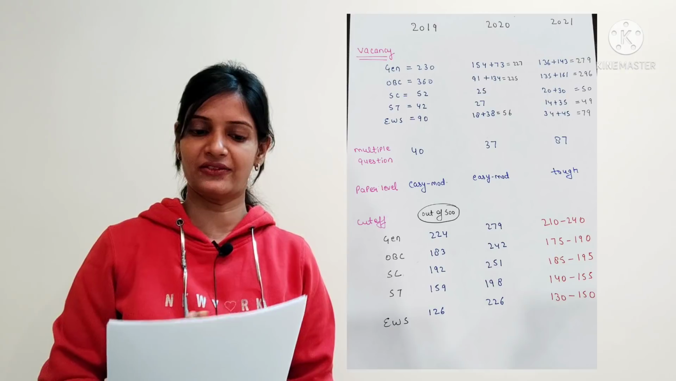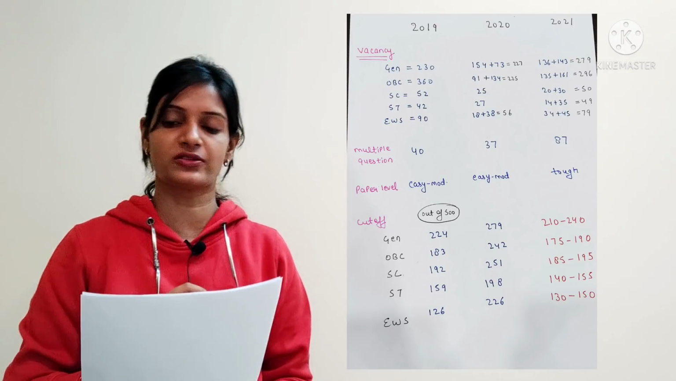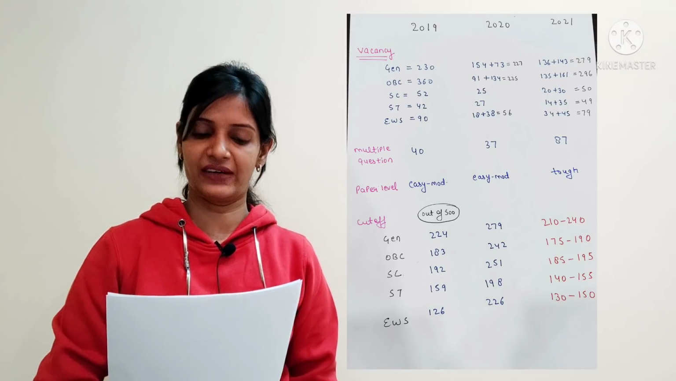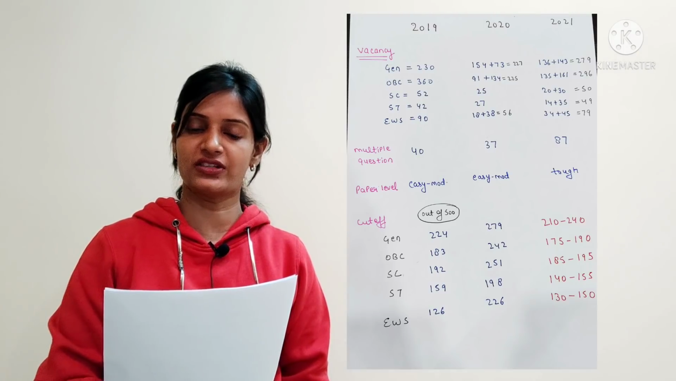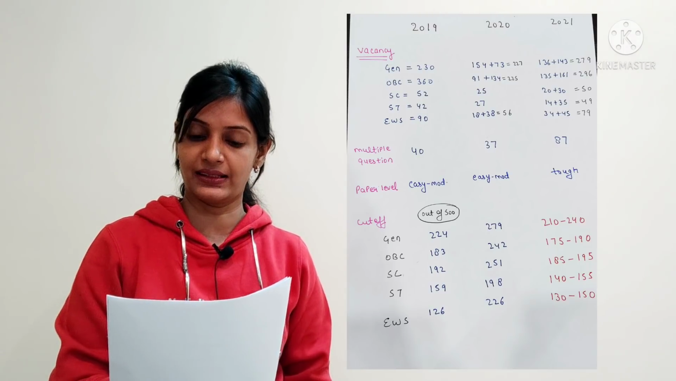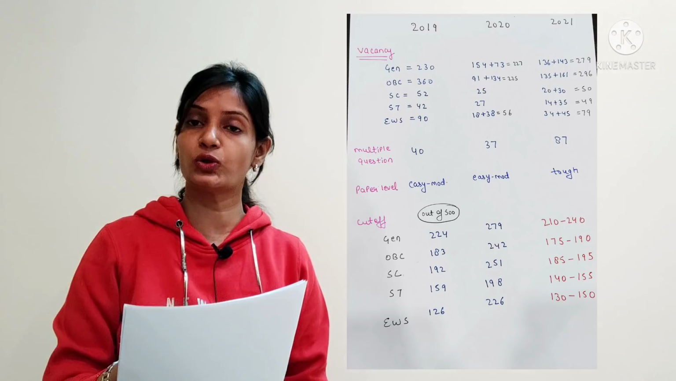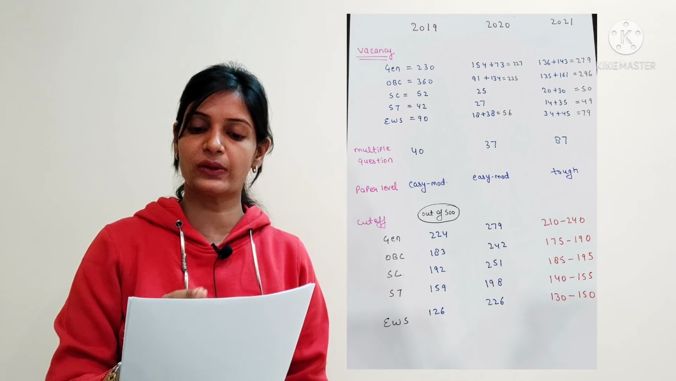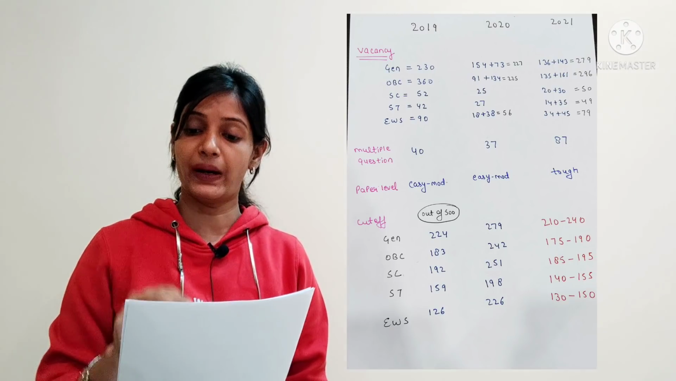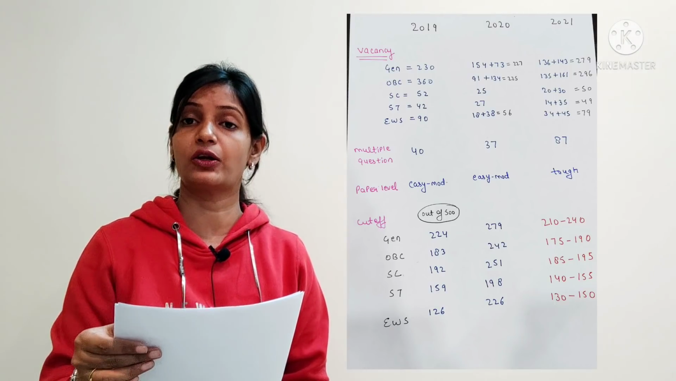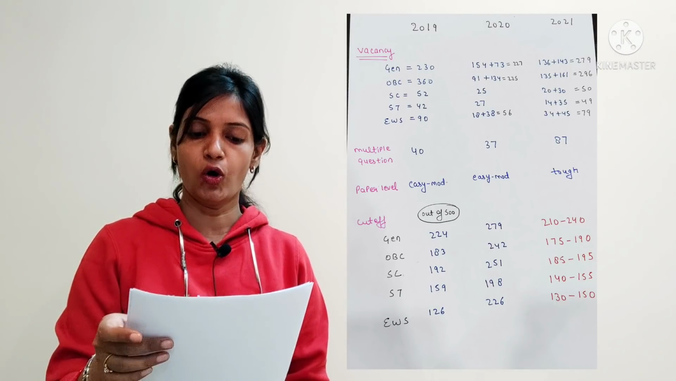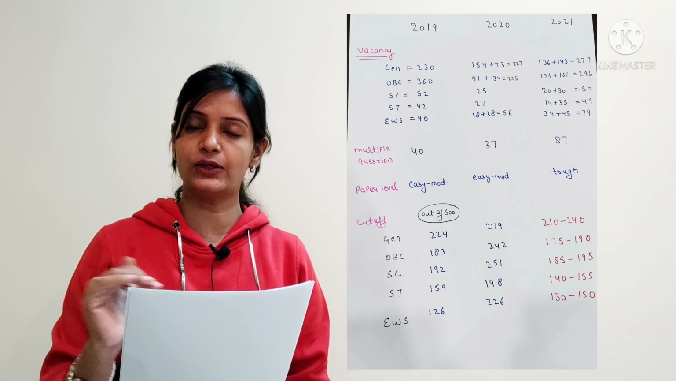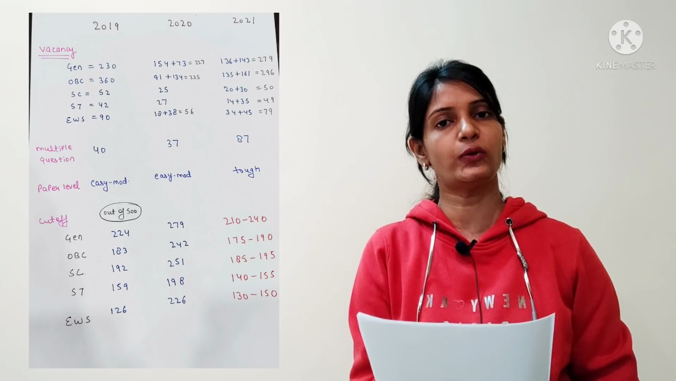Now I am going to tell you what the cutoff is going to be. Thank you for your patience and for understanding the mechanism behind it. I have compared the difference among 2019, 2020 and 2021. First, the vacancy. In 2019, for general, it was 230 vacancies. But in 2020, there were 227, so 3 seats decreased in 2020. But for 2021, we are getting around 279 seats. So among 2019, 2020 and 2021, 2021 has the most seats.